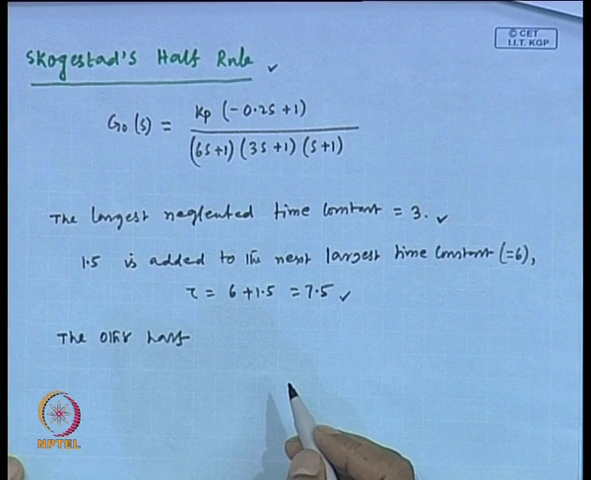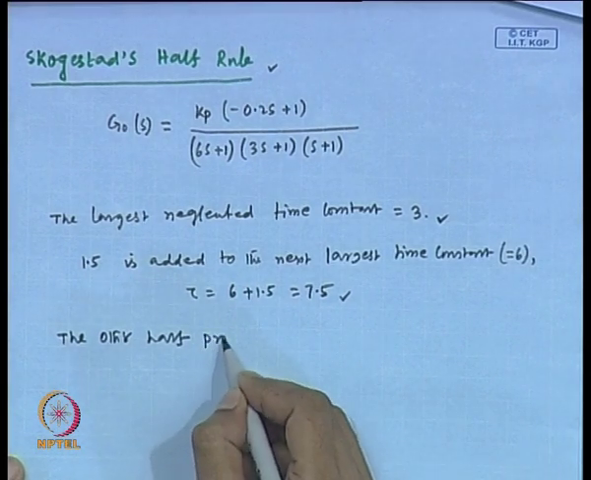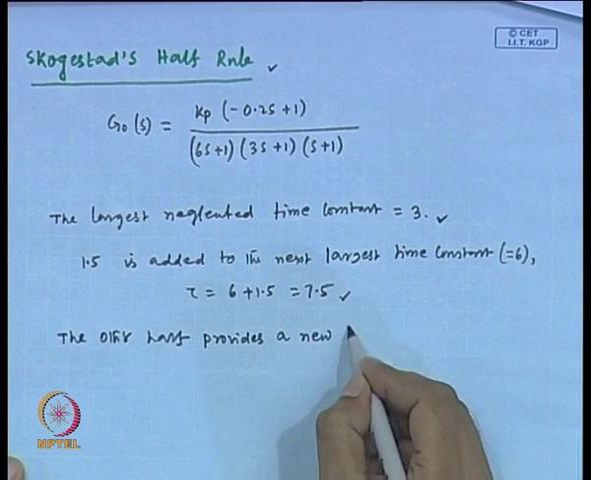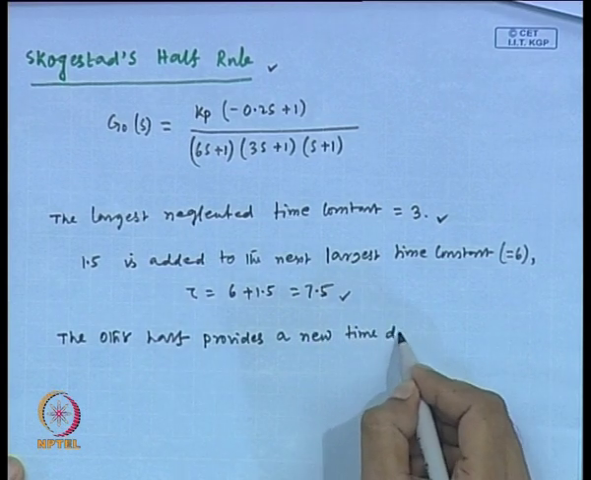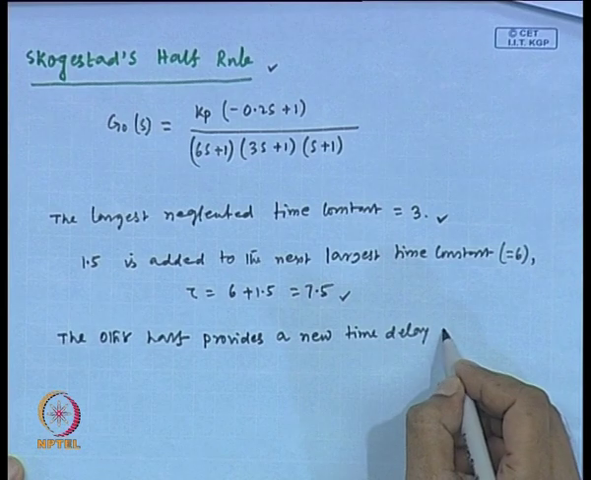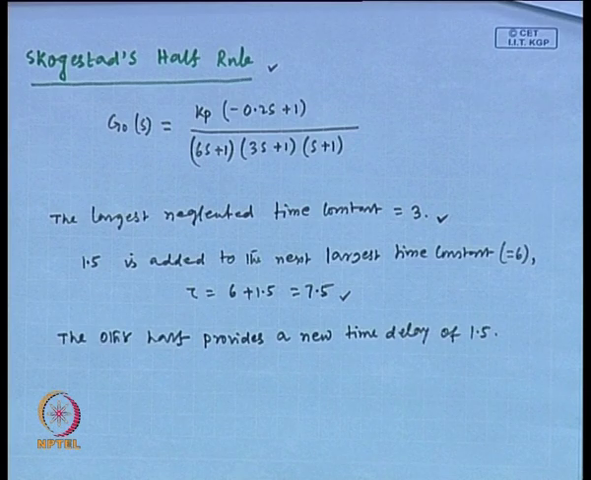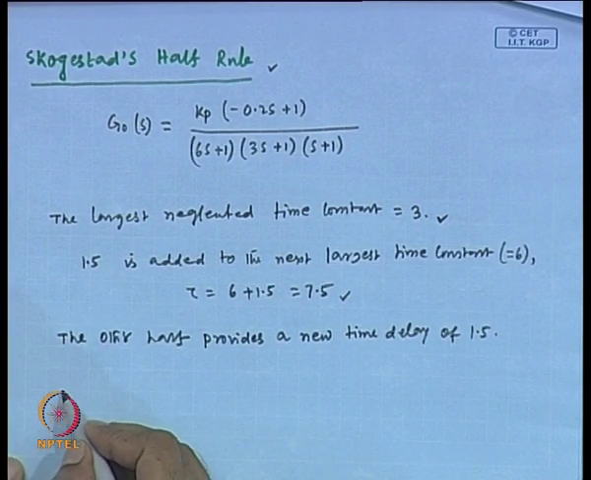The other half provides a new time delay of 1.5. That means the other half is considered as time delay, that will be added within the exponential term. Then what will be the reduced transfer function?